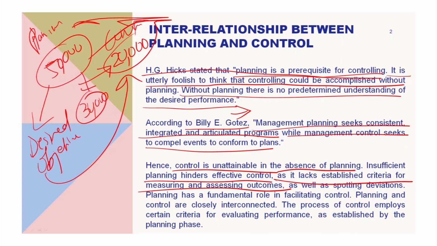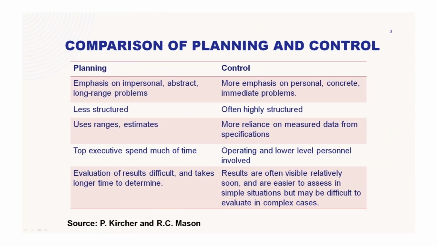Planning and controlling are closely interrelated. We have already discussed it. The process of control employs the criteria for evaluating performances as established by the planning phase. Okay, all those things talk about the same thing. Planning or controlling cannot be done without proper planned activity. So, if we have to compare the planning and controlling activity, Creature and Mason have distinguished the different activities of planning and controlling, and we try to learn or relate the different activities.